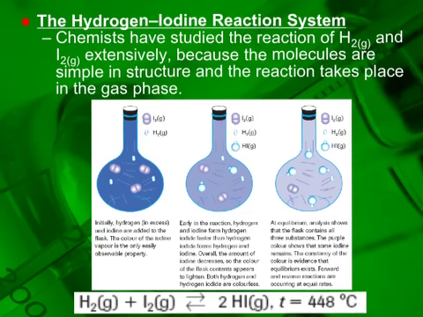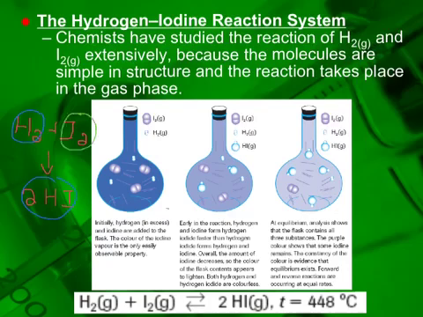A simple system that scientists use to study equilibrium is called a hydrogen iodine model. In this model, hydrogen gas reacts with iodine gas to produce hydrogen iodide. Hydrogen and hydrogen iodide are clear, colorless gases, whereas iodine gas is a purple gas.